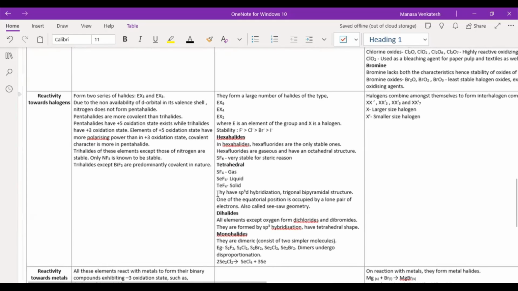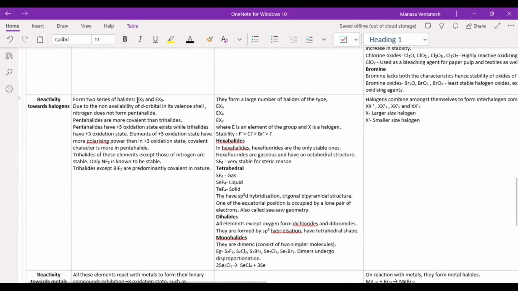Next is reactivity towards halogens. Now these elements form EX3 and EX5, where X can be any halogen atom. Now nitrogen does not form a pentahalide, so it will not form NF5. But the pentahalides are actually more covalent than trihalides, and the reason for this is the more polarizing power. So the bond is more polarized in the case of the +5 oxidation state than +3. And because of that, +5 is more covalent than +3, or rather pentahalides are more covalent than trihalides.